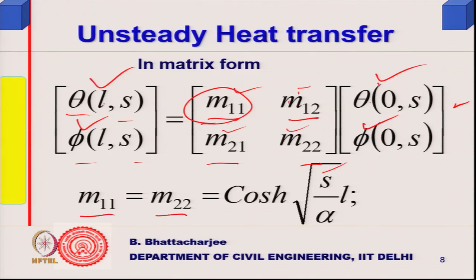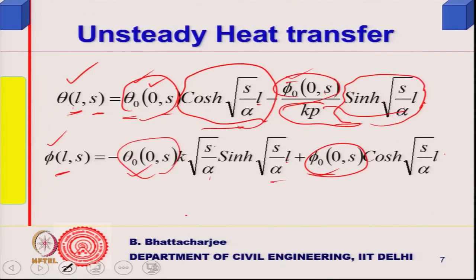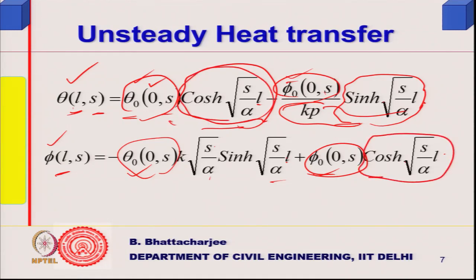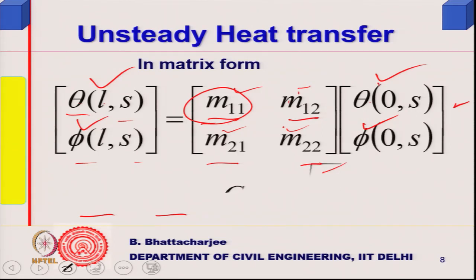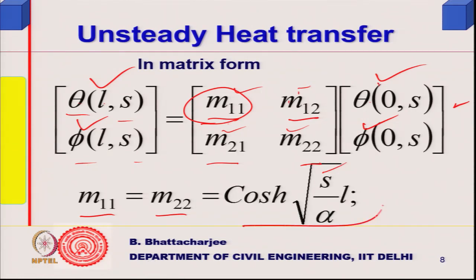So, M11, if you can go back and see this value, is the same. So, M11 is equal to M22, and these two are common, but there is some similarity. Here K is multiplied and here it is divided. So, I can write this expression for M11, M22, etc. So, M11 equals M22, and this is what it is.